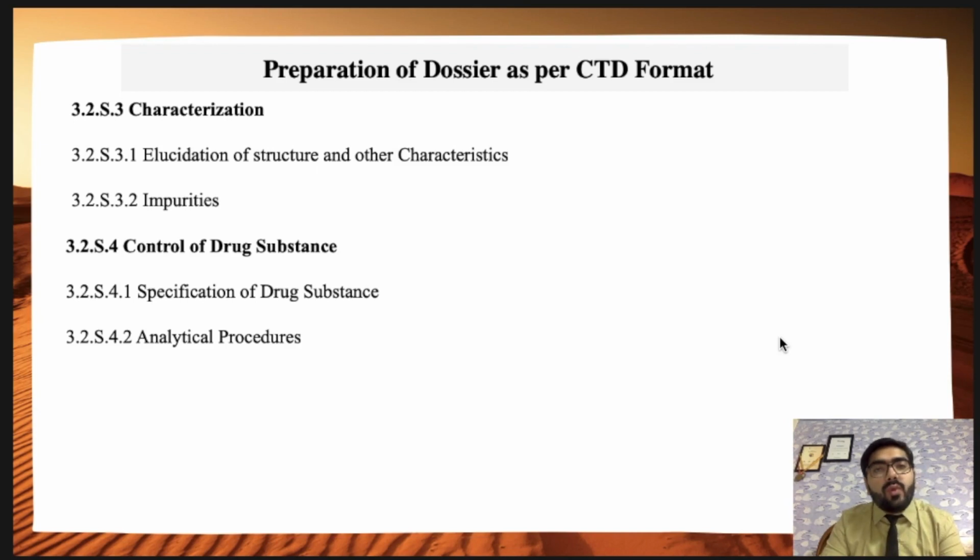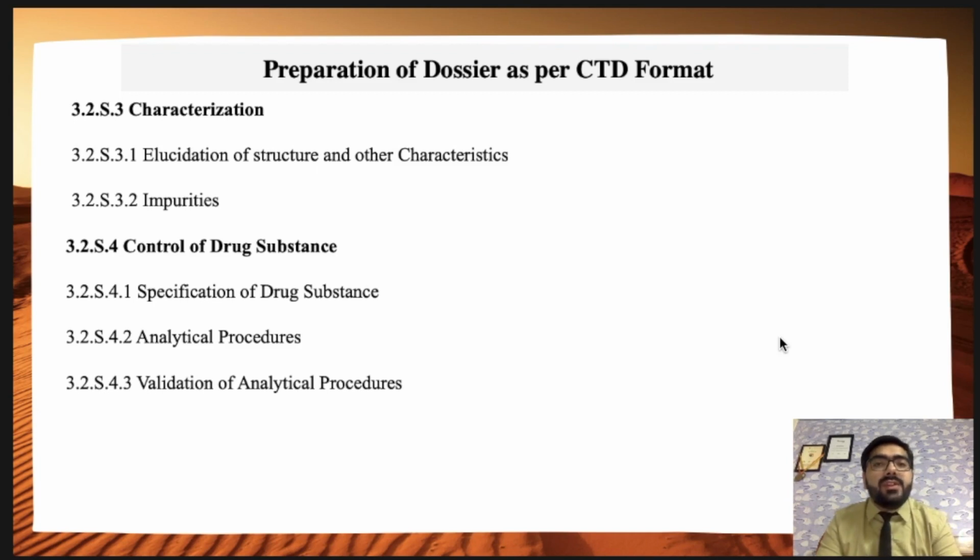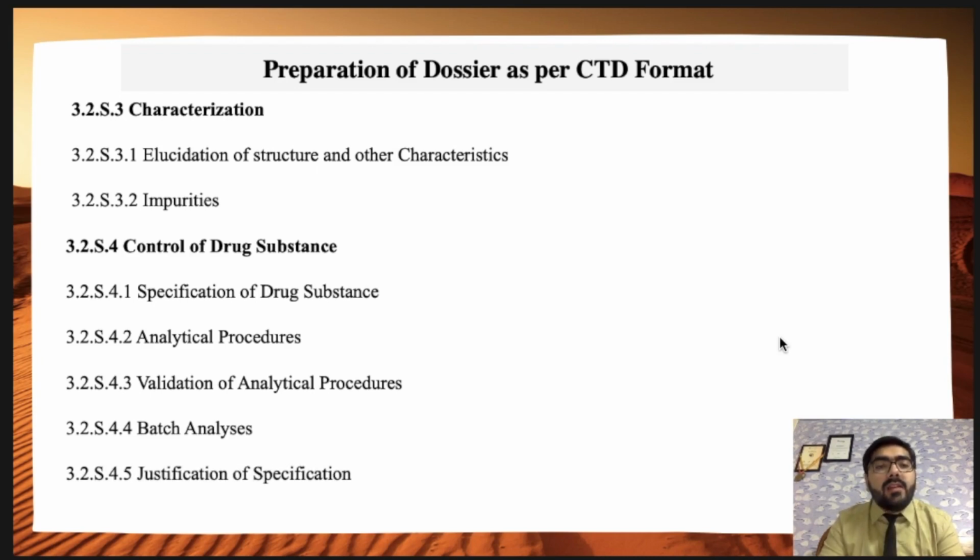Then 3.2.S.4.2, which contains analytical procedures, which we also call standard STP, standard technical procedures. Then 3.2.S.4.3, which is validation of analytical procedures, where there are different validation parameters like linearity, precision. Okay, so these we have to mention. Then 3.2.S.4.4, which is batch analysis, certificate of analysis, we have to mention. And 3.2.S.4.5, justification of specification, we have to justify the specifications we have set.